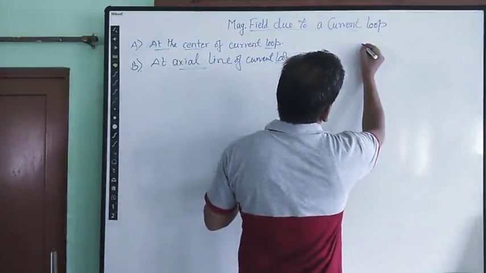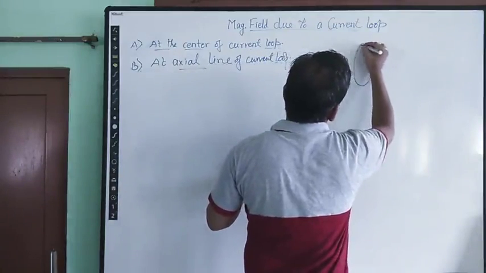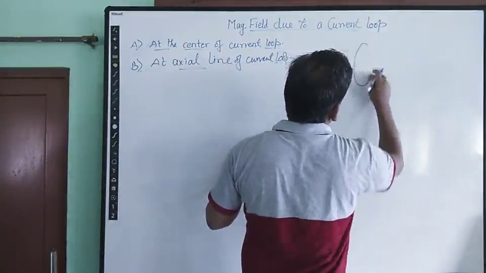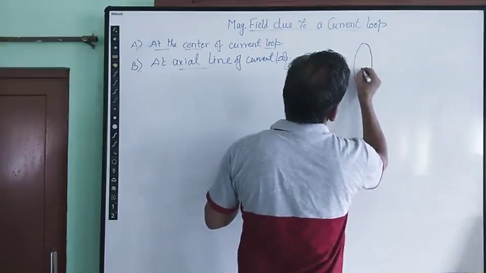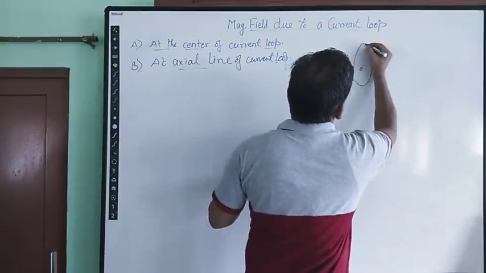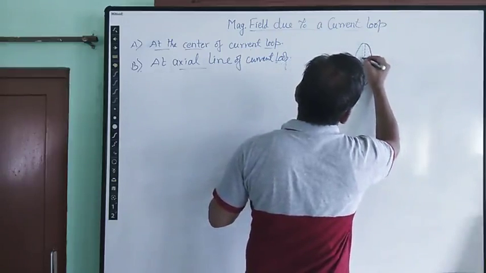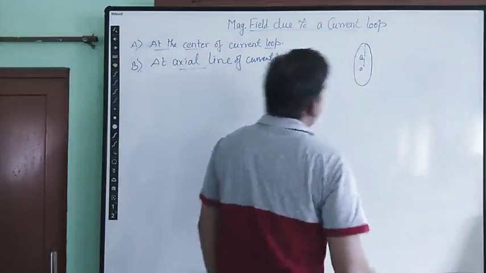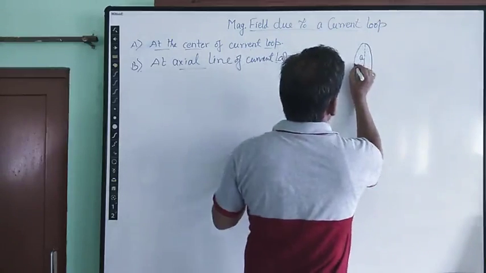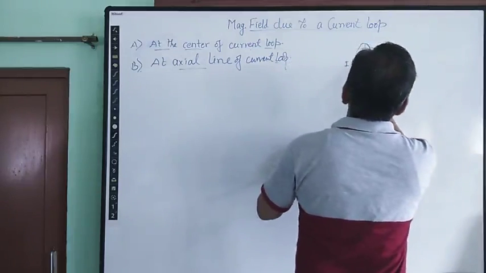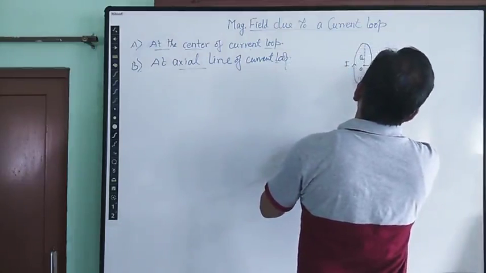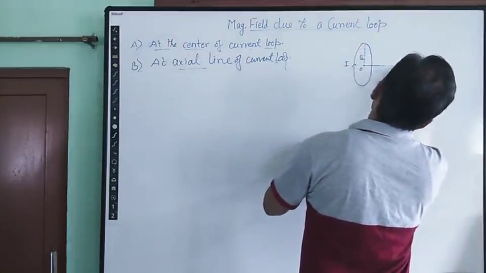Suppose that we have a loop just like this with center O, of radius A, and this loop is carrying some current I, and there is a line passing through the center of this loop and perpendicular to the plane of the loop, just like this.